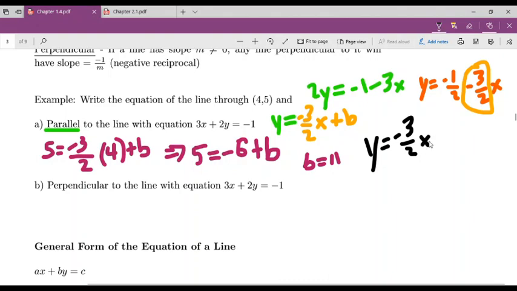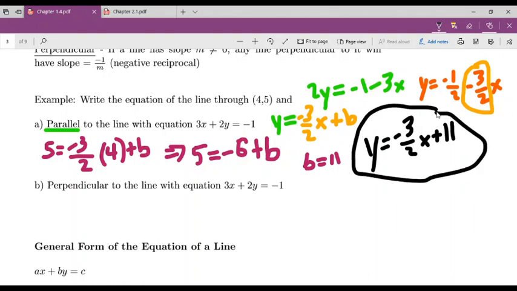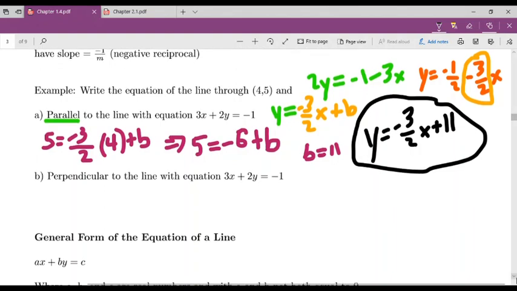And then plus 11. So this is the answer I'll be looking for. That line is parallel to our original line and goes through the point (4, 5). Now we need to do perpendicular. So it needs to be perpendicular to the line with equation 3x plus 2y equals -1.